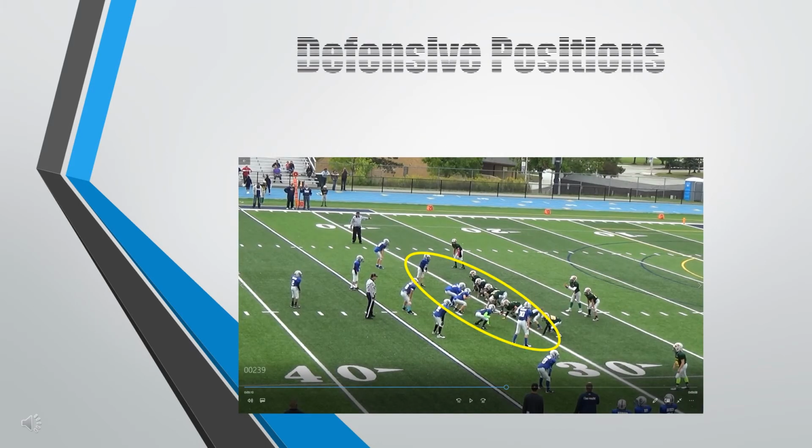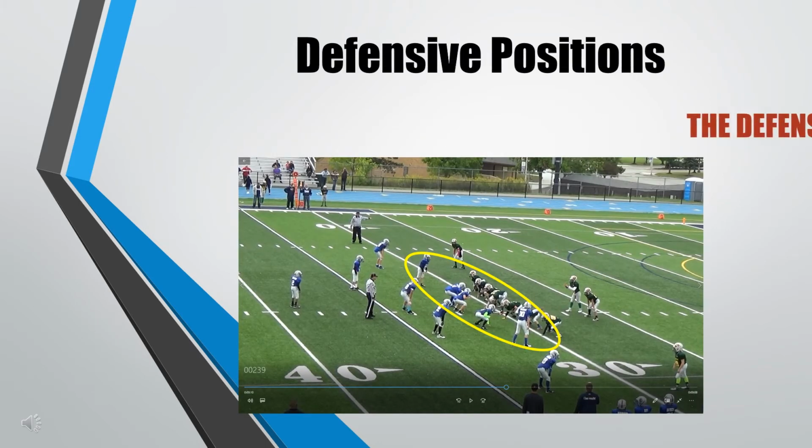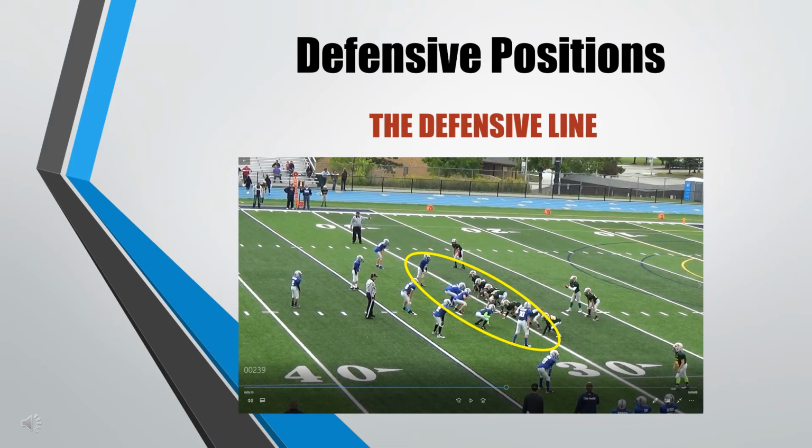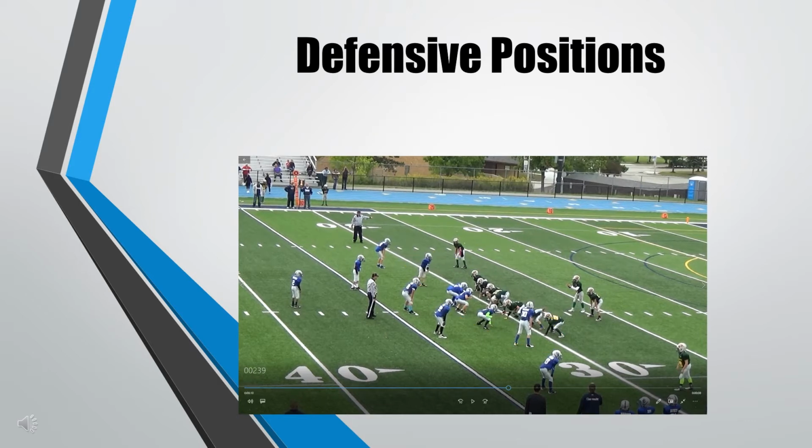The first positions that we'll talk about are the defensive line positions. As noted by the yellow circle down below, the defensive line lines up along the line of scrimmage across from the offensive line. In the middle of the defensive line, across from the center, is the nose guard, or sometimes called the nose tackle. The nose guard is responsible for stopping running plays up the middle and for pressuring the quarterback on passing downs.